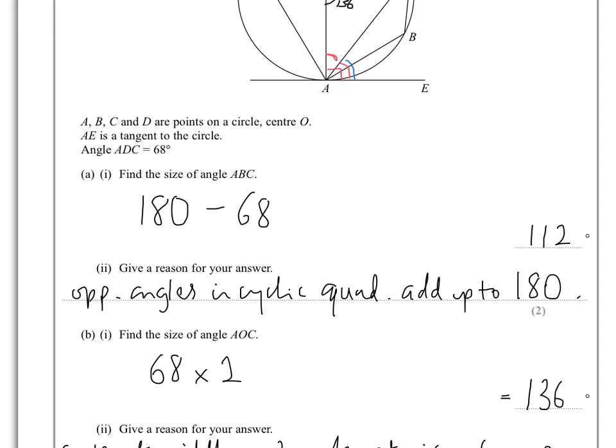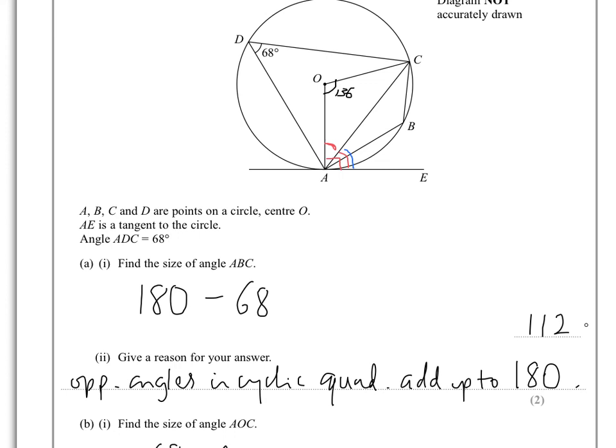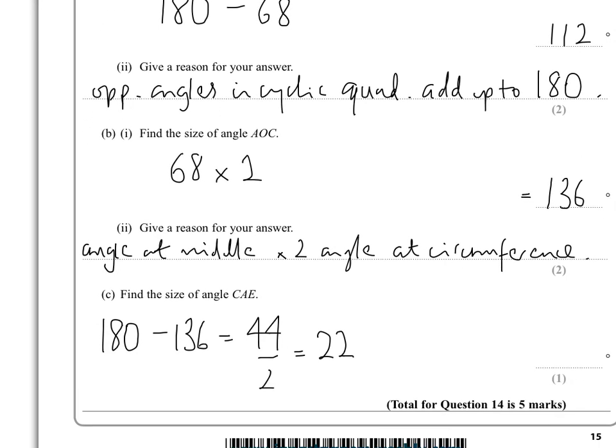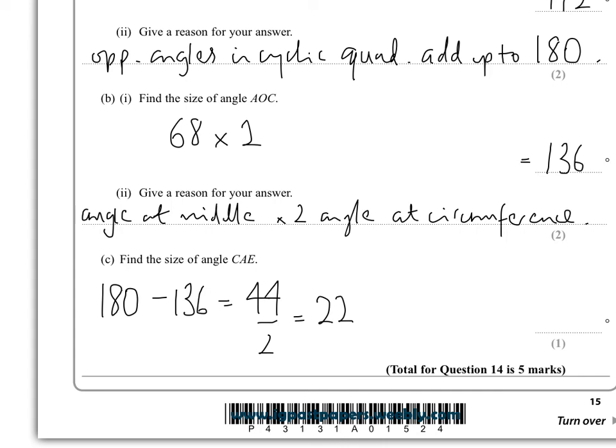Now if this angle here is 22, this angle here will be 90, all of that is 90, minus the 22. So 90 minus 22 will give us our angle CAE, which is 68 degrees.